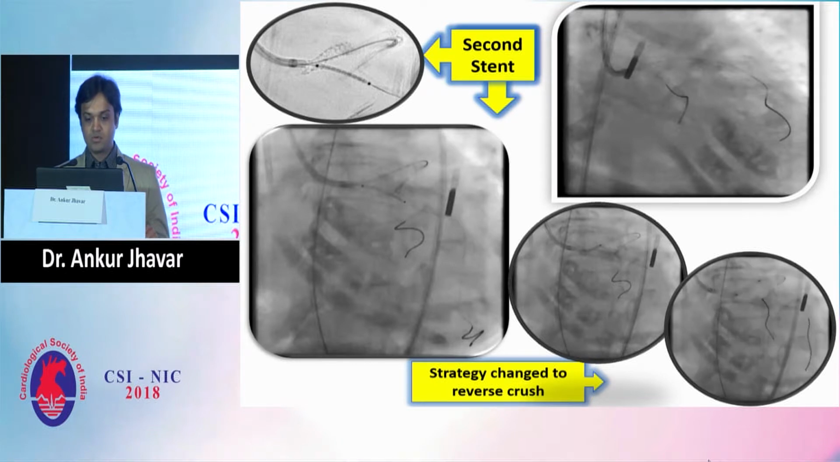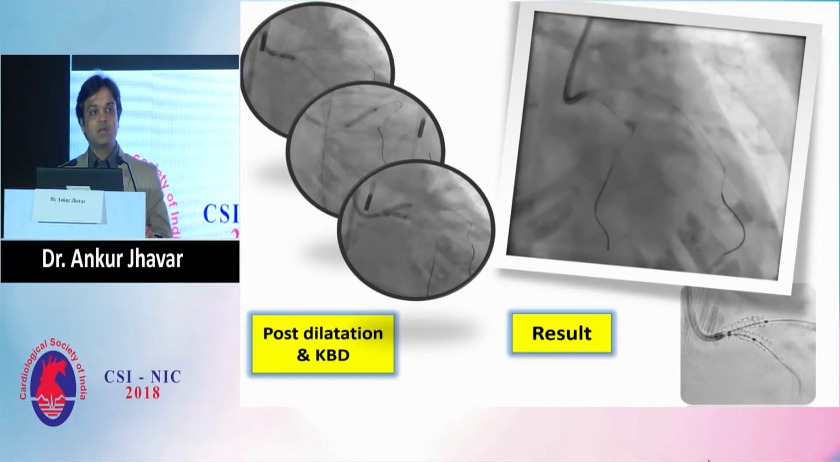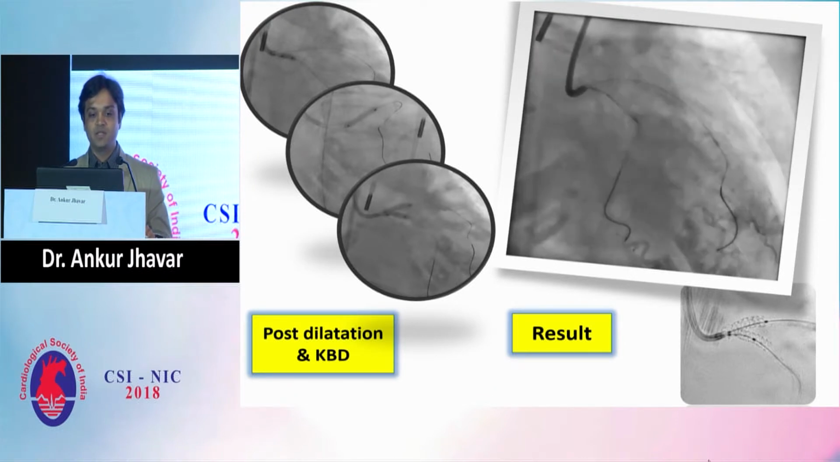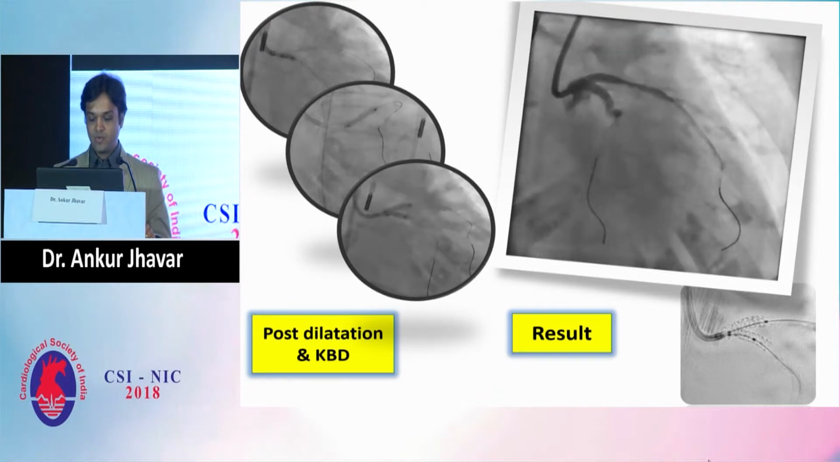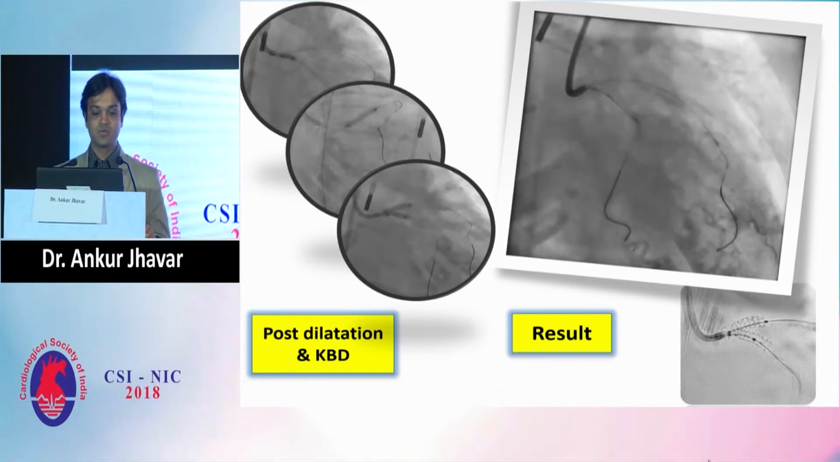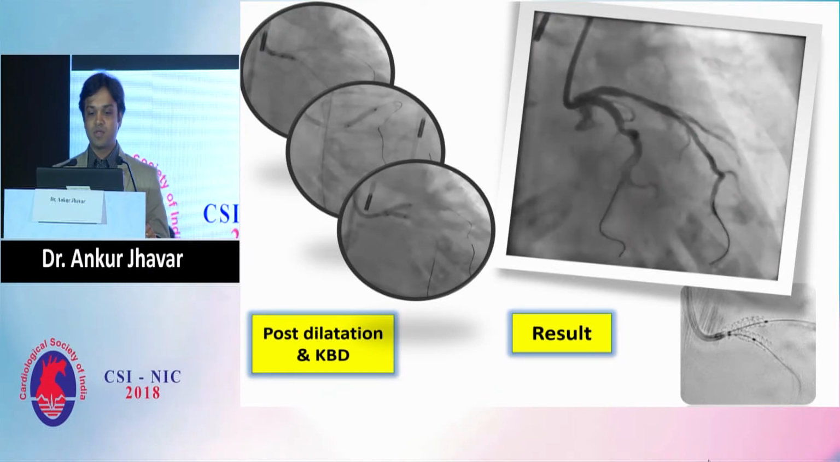To initiate the strategy, we took an NC balloon into the LAD and crushed internally the circumflex struts at the ostium. Ostial circumflex struts internal crush was done. Followed by rewiring, the circumflex and the LAD stents were individually post dilated, followed by a kissing balloon dilatation, as we could see here. And this left us with an acceptable result.